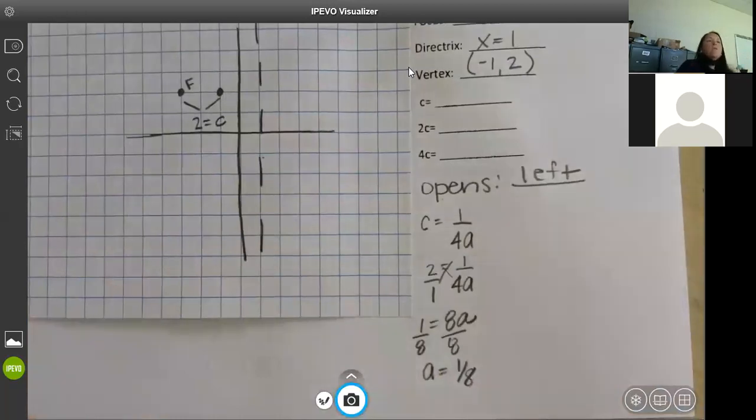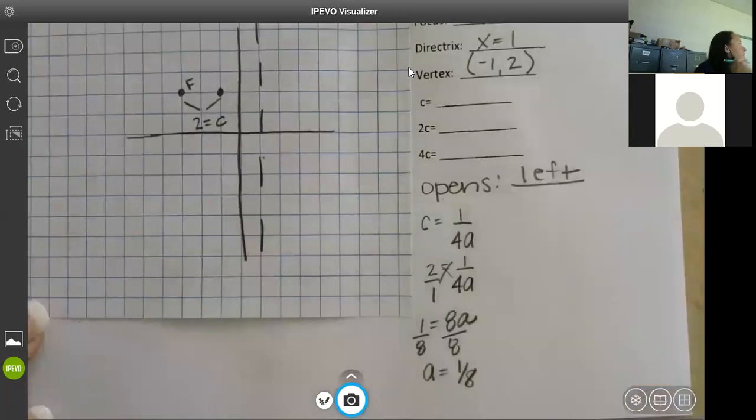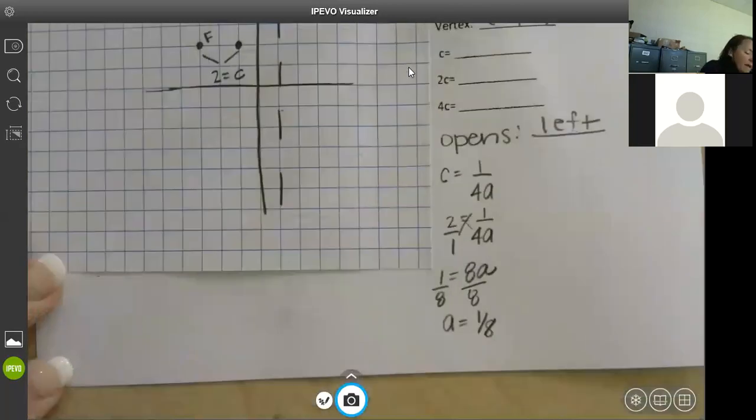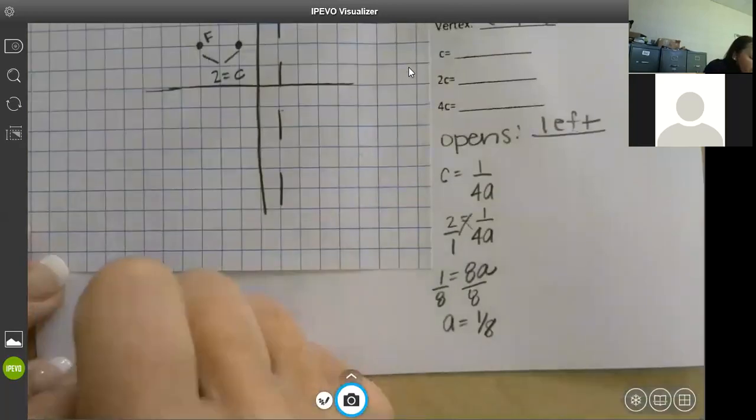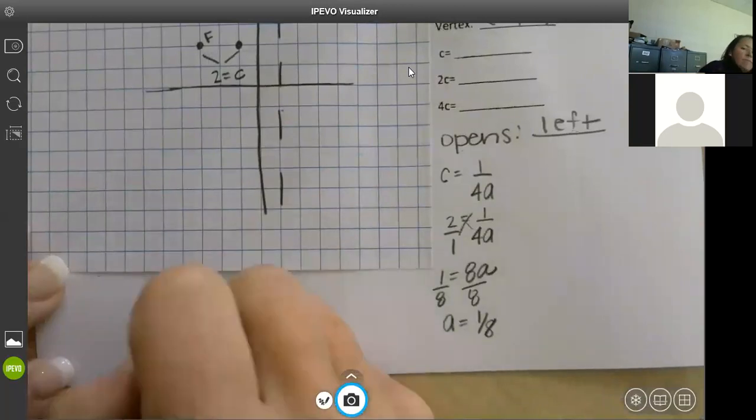All right. So when we write our equation, you said it opened left. So which variable do I start with? X or Y equals? X equals. You said it opens left, so should it be positive or negative? And what's our A value? 1/8.